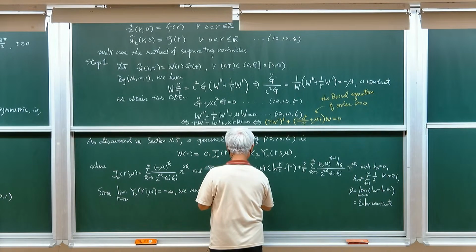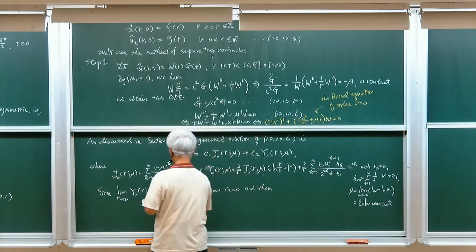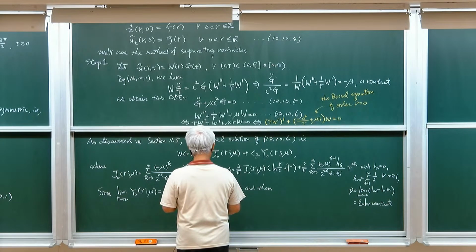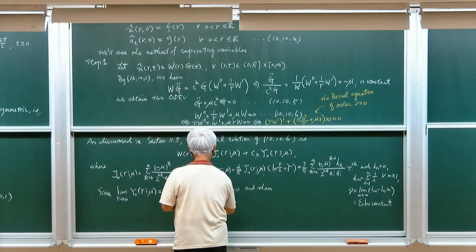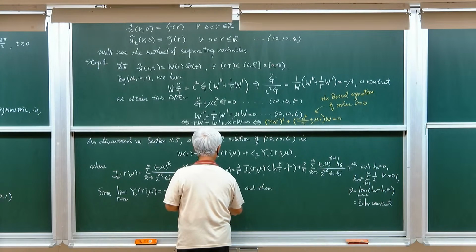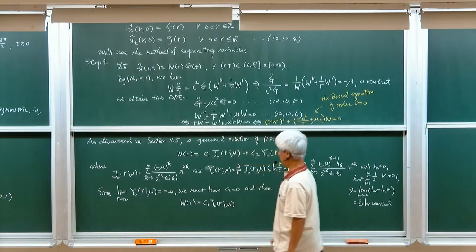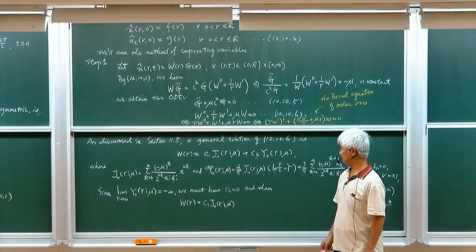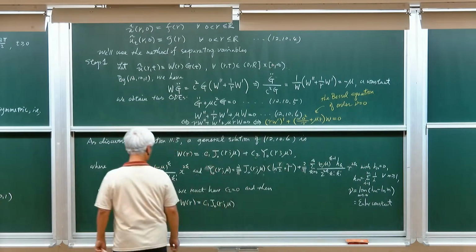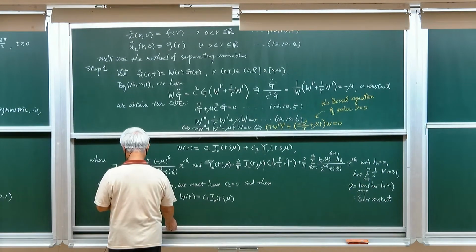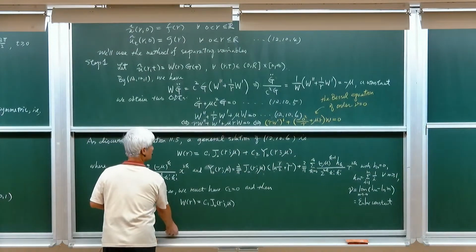Okay, and then so that W(r) is actually equal to C1 J0 with the mu here. So we have this one, and so now we go to step 2.